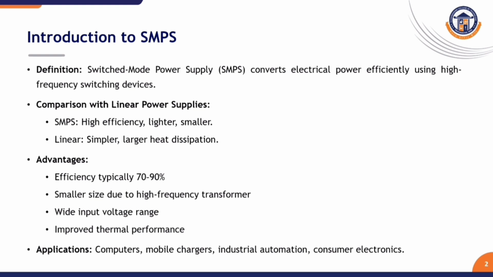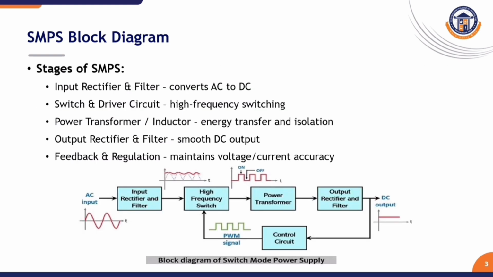Next, we are going to discuss linear versus SMPS power supply. First, let us compare both briefly. In a linear mode power supply, efficiency is low, large heat sinks are required, and size is bulky. In SMPS, the efficiency is around 70 to 90%. Heat dissipation is minimal. High frequency operation allows small transformers. This is the main reason the linear supplies are slowly being replaced by SMPS.